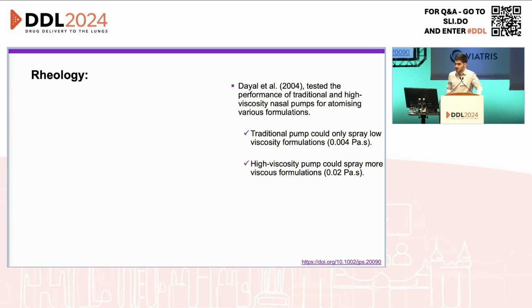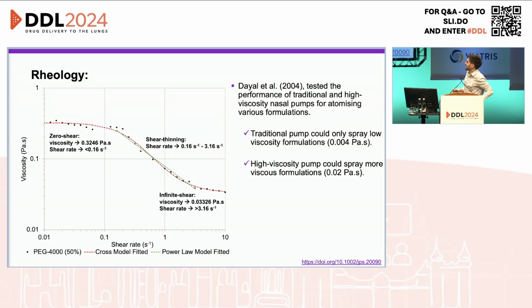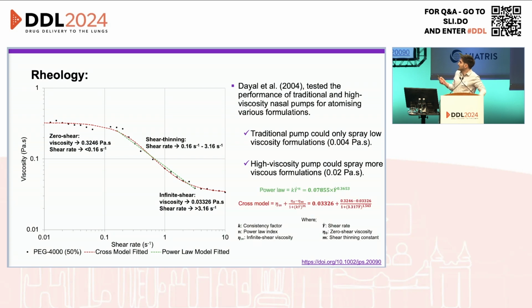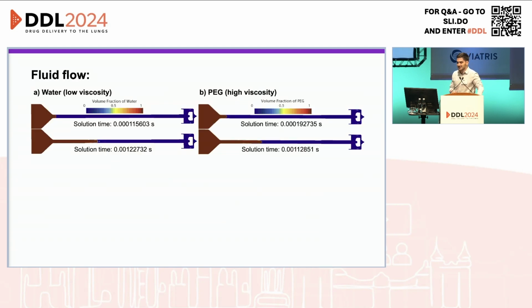And what we tried to do was really just one-up them and go slightly higher. We went to a formulation where the infinite shear viscosity is at approximately 0.03 Pascal seconds. That would be viscosity at relatively high shear rates. And what we then did was input these rheological data onto a power law model and a cross model. These equations would then be inputted into our CFD simulations to give us some good-looking data, which I'm just going to go through now. Firstly, fluid flow.